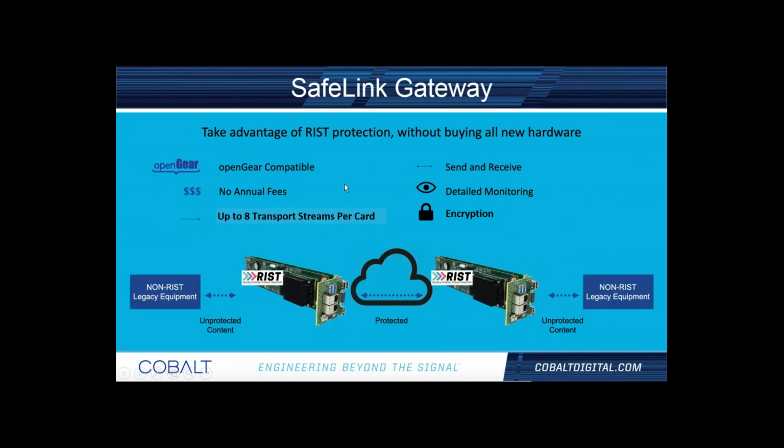Finally, we have this product called the SafeLink Gateway, which is basically a protocol gateway, and it's used for legacy equipment that you want to connect to the internet but doesn't have the right protocols. You will take the stream from that legacy equipment, convert it to RIST, and then on the other side convert it back. If you're familiar with Cobalt product line, you see that this is our PC card, but it's the PC card with a special software load.